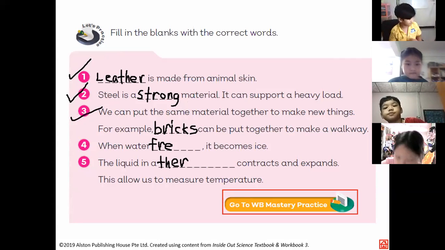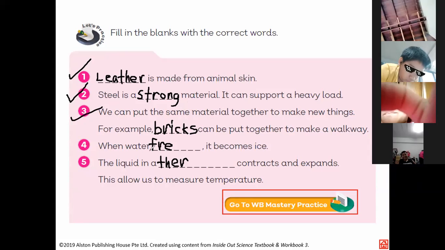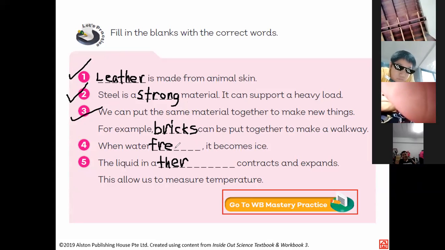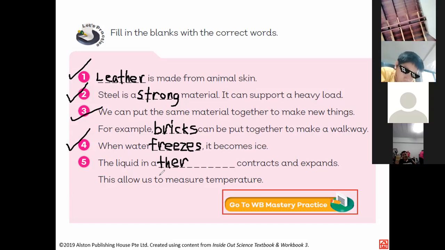Number four. Please, sir. How do you spell it? F-R-E-E-Z-E-S. Very good. So number four is freezes. When water freezes, it becomes ice. And number five.